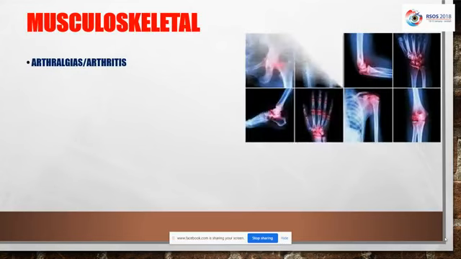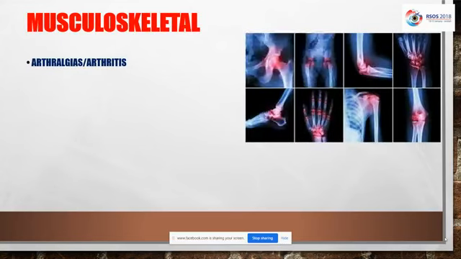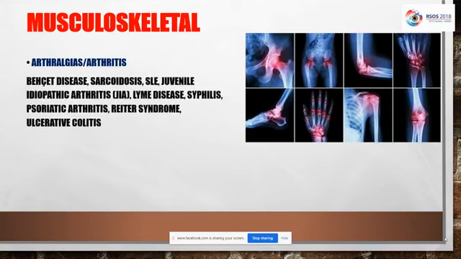If there is any history of arthritis, so most of the rheumatological diseases and also the diseases that can involve the vessels can be presented by arthritis. So you have a very broad spectrum of diseases that can have a history of arthritis with them, including Behçet disease, sarcoidosis, systemic lupus erythematosus, juvenile idiopathic arthritis, Lyme disease, syphilis, psoriatic arthritis, Reiter syndrome, and ulcerative colitis.